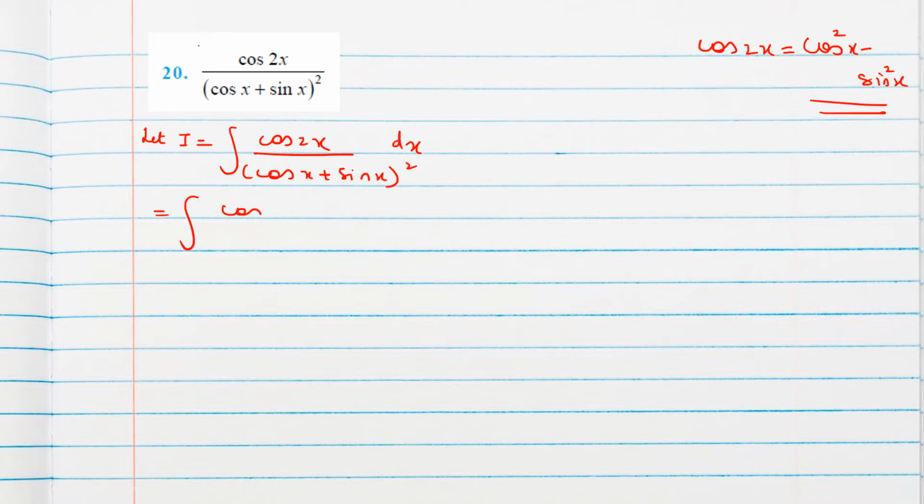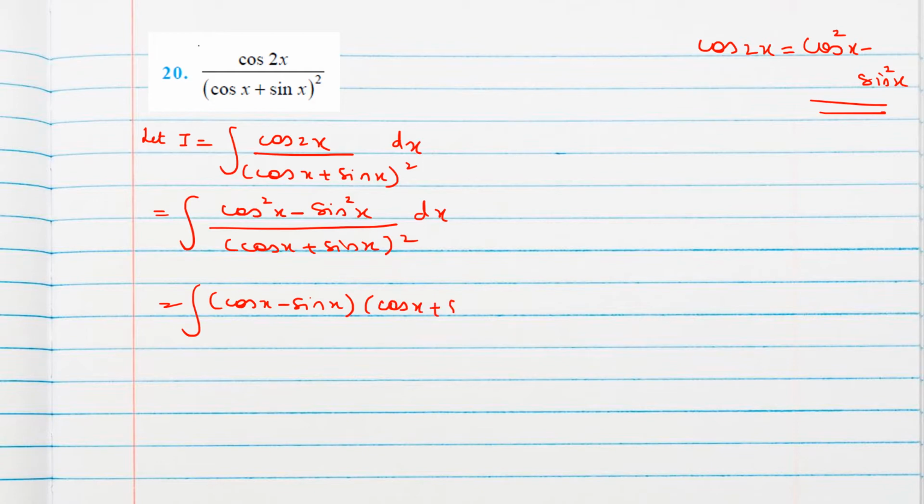So cos 2x we can write as cos square x minus sine square x divided by cos x plus sine x whole square. Okay. Now the numerator is what? A square minus b square. So we can write a minus b, a plus b. That means one square will go here from the numerator.